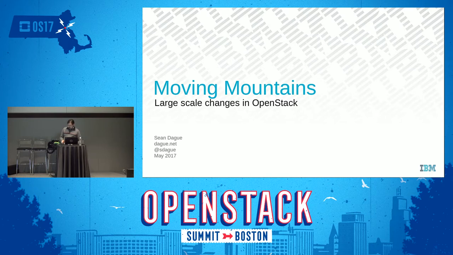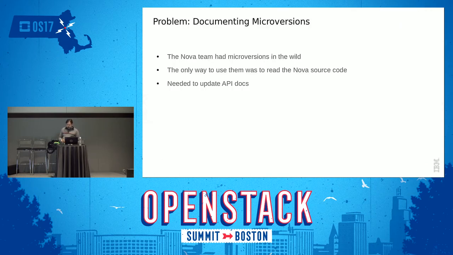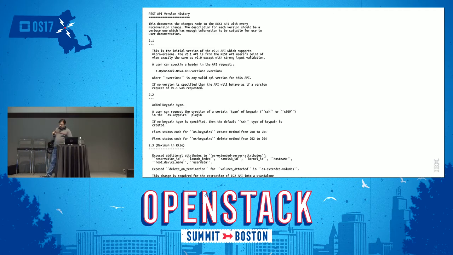So a year ago, this was my problem. 3 years ago, we implemented this thing called API microversions within Nova, and it quickly spread to a bunch of other projects. They replicated what we were doing. That's great. I've been in the field for 2 years, and there's literally no documentation about how to use it. In order to use it, you had to get inside the Nova source code and find this document, which is buried in an odd place.